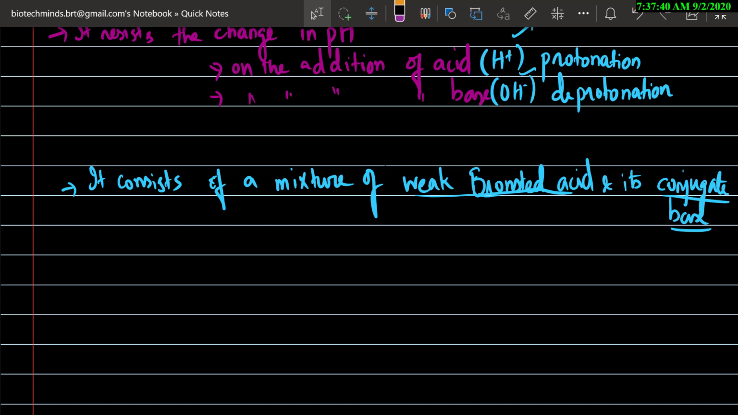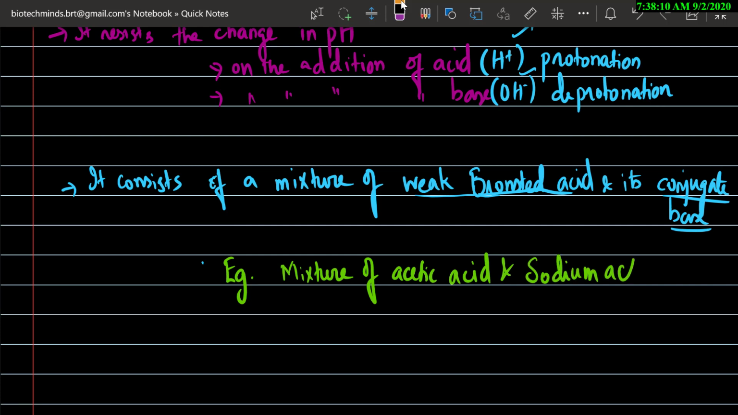There are many examples of buffers. The universal example we'll take is acetic acid: a mixture of acetic acid and sodium acetate. This comes under the topic of acid buffers.